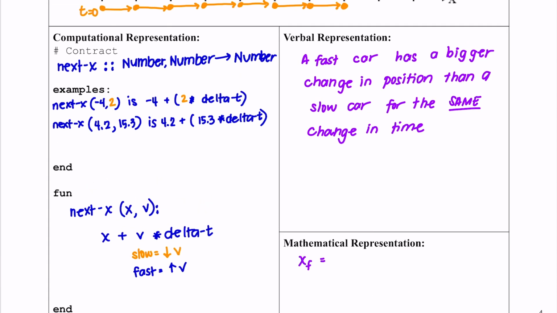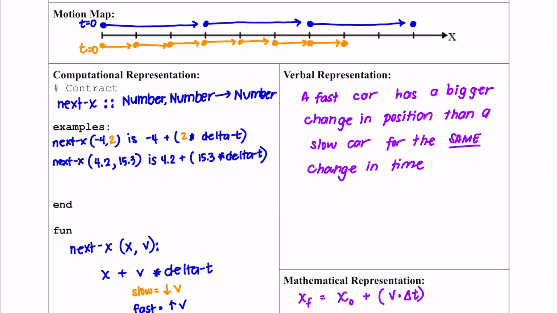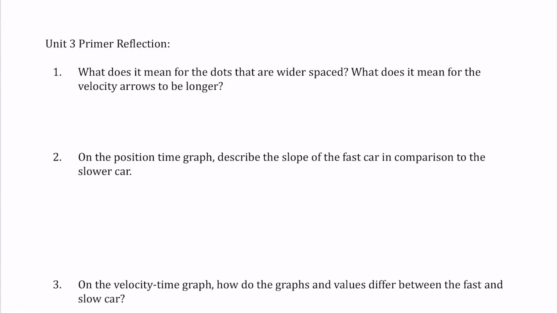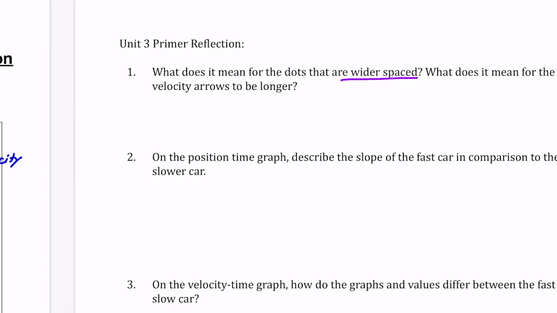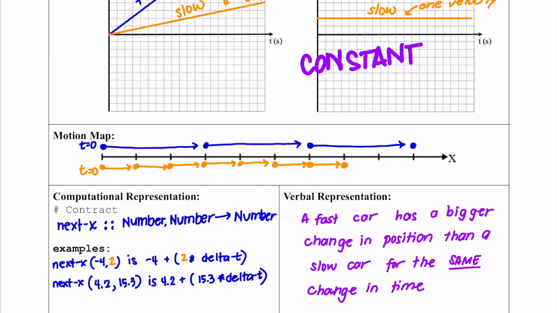position graph. All right, and our mathematical representation is just that the final position is equal to the initial position plus v times delta t. Okay. All right, and so for the next page, we have: what does it mean for the dots that are wider spaced? What does it mean for the velocity arrows to be longer? And so the wider spaced dots means that the larger change in position represents a fast moving object, right?